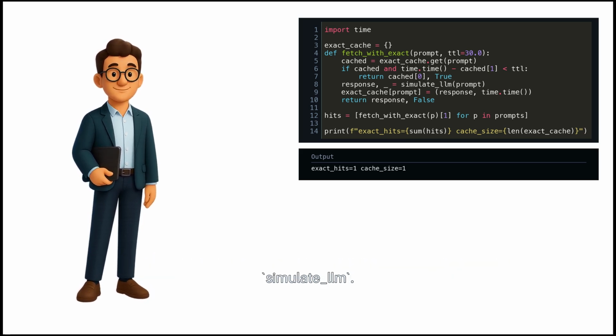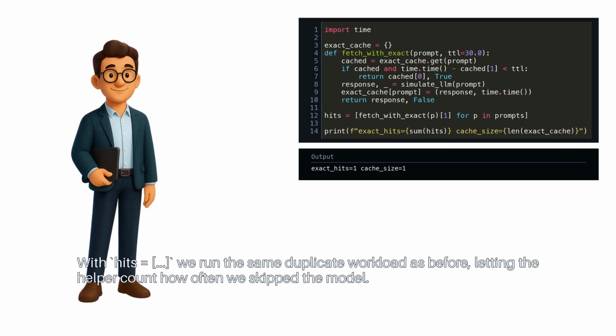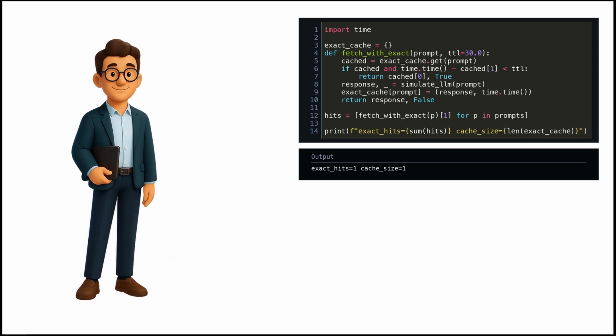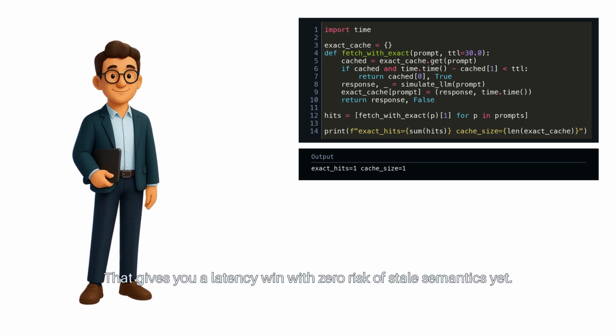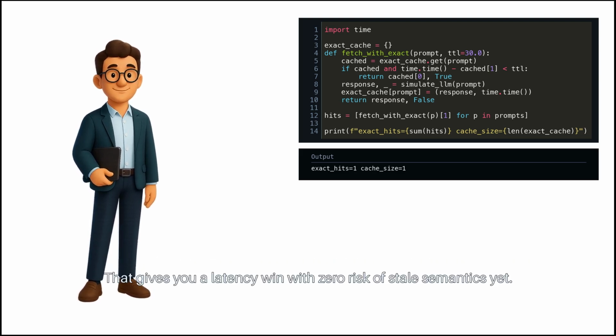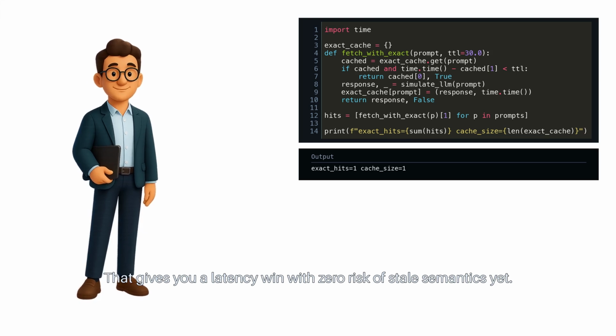calling simulate LLM. With hits equals zero, we run the same duplicate workload as before, letting the helper count how often we skipped the model. The final print reports 1 hit and a single stored entry, proving the cache suppressed the redundant call. That gives you a latency win with zero risk of stale semantics yet.